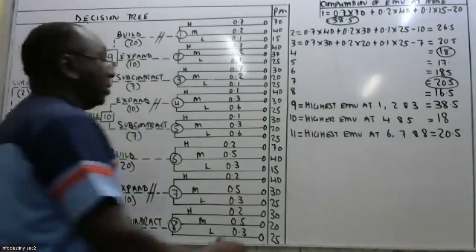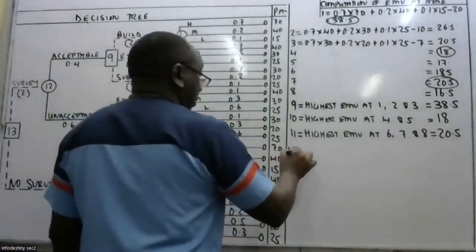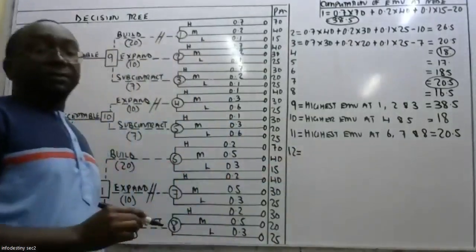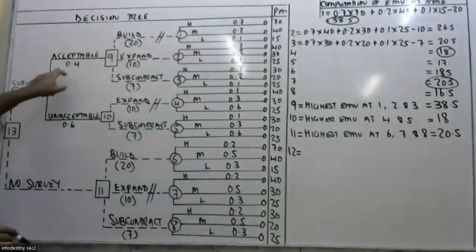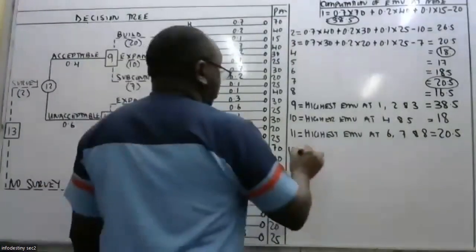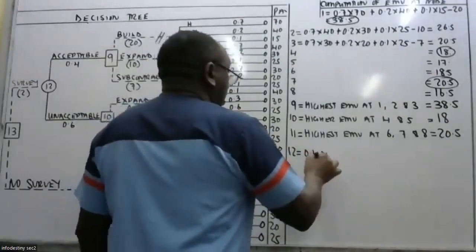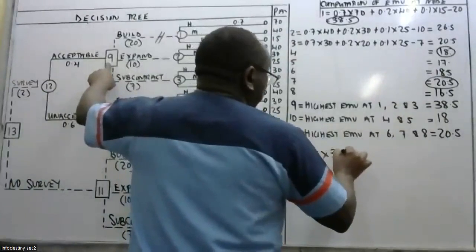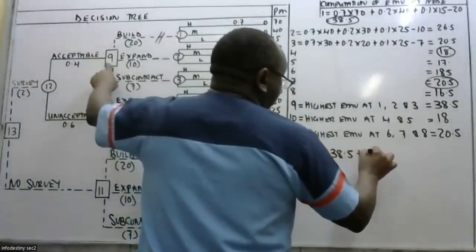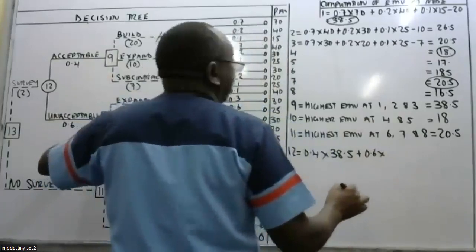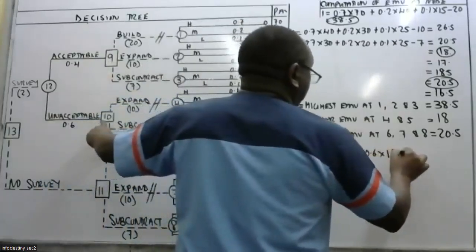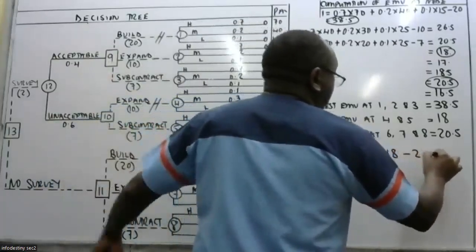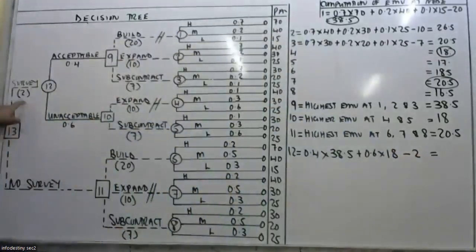So, we go to number 12. In number 12, you can see the lines that are going out, they are complete. So it's a case of multiplication. It will be 0.4 multiplied by what we have in number 9, 38.5, plus 0.6 multiplied by what we have in number 10, that is 18. Then you subtract the cost that is coming in, this one, 2. So do that and give me the answer.